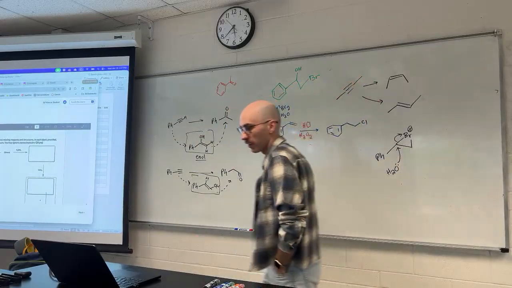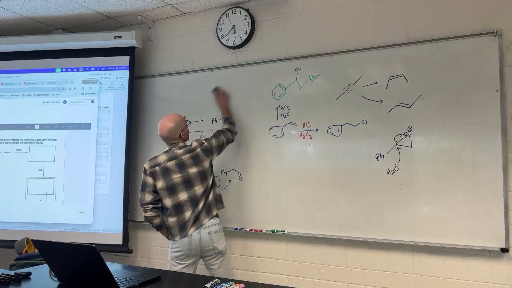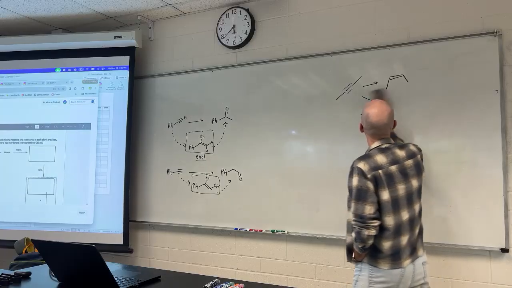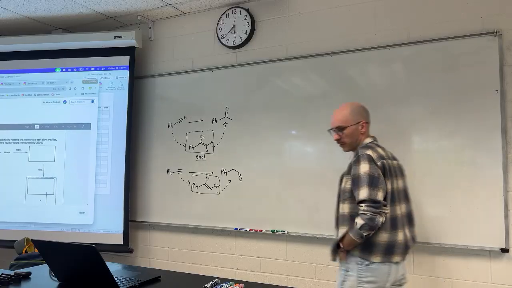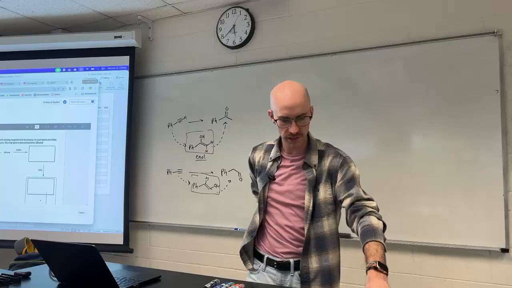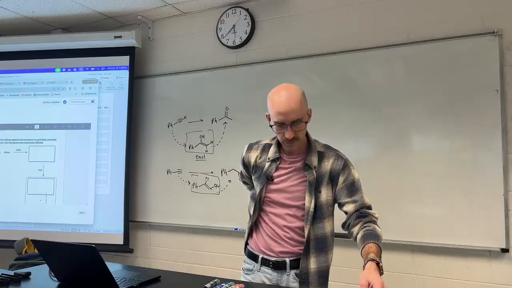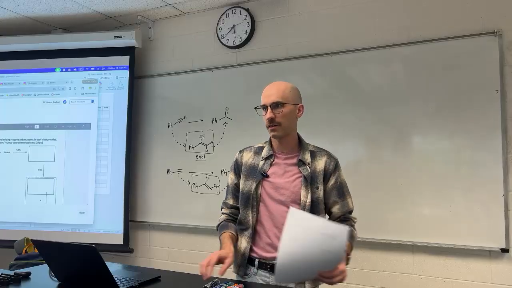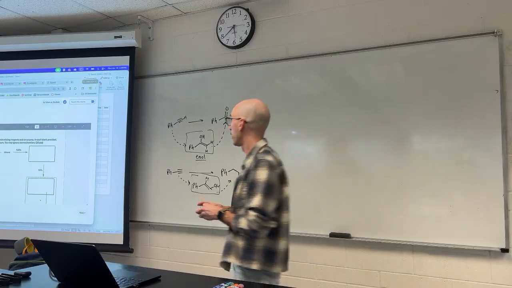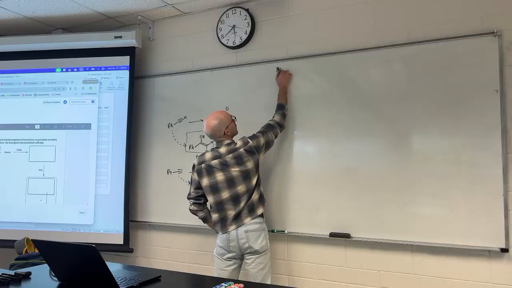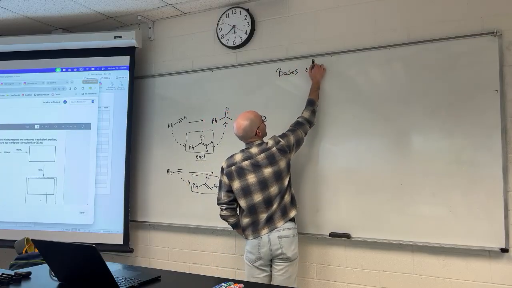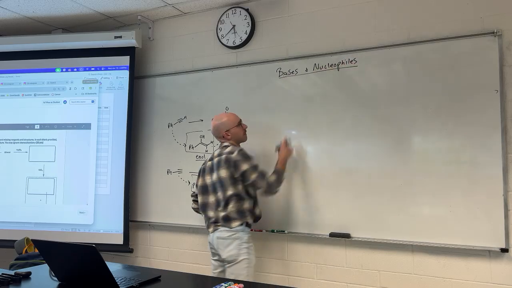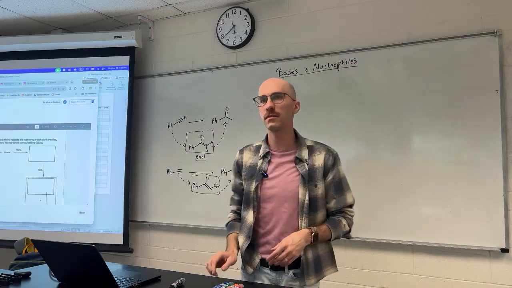At the top of our worksheet, we have a variety of different chemicals. You'll notice that some of these chemicals have negative charges, some are neutral. And you'll notice that the header says bases and nucleophiles. I'd like us to quickly review: what is the difference? What is the similarity?